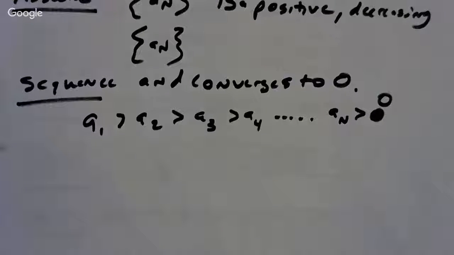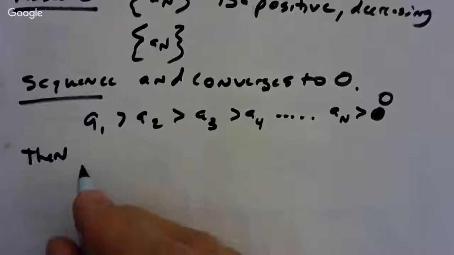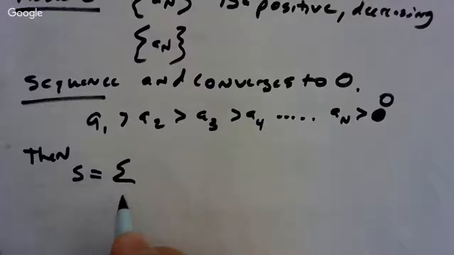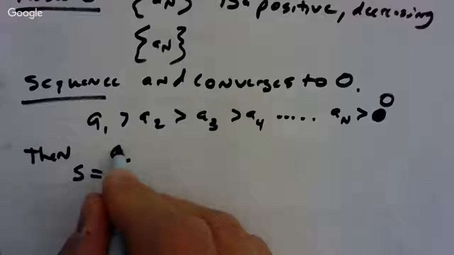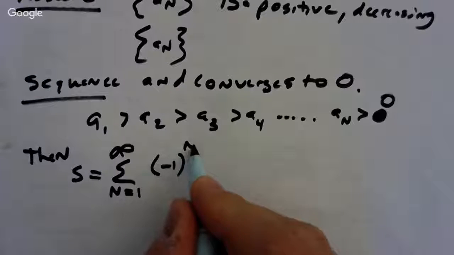Okay, so all the terms are getting smaller. All the terms are positive, so they're all greater than 0. That's important for this because we're going to do stuff with this. Then we're going to make it an alternating series. So we're going to have a sum S equal to the sum as n equals 1 to infinity. We're going to alternate, so we're going to have -1 raised to the n minus 1 power.